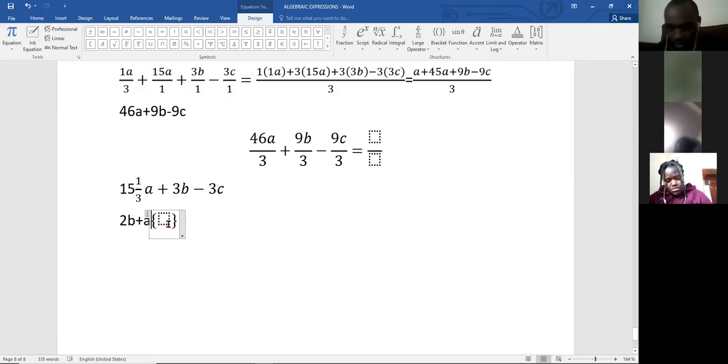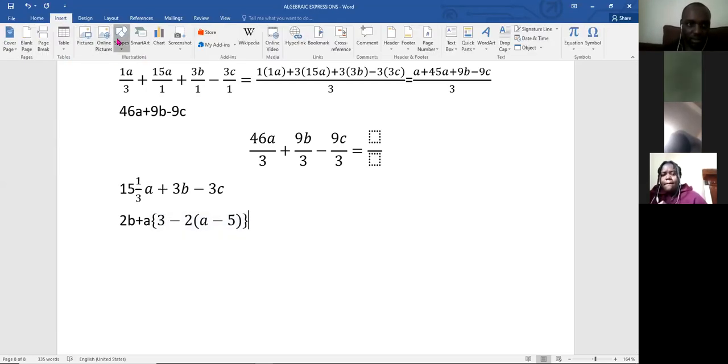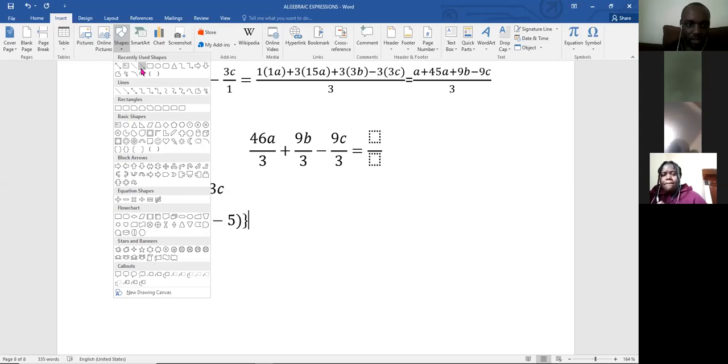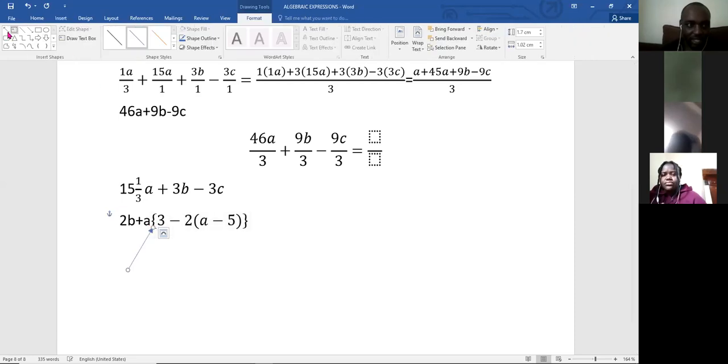So A is supposed to be 2A, yeah, this one. So 3 minus 2, you have an inner bracket, which is A minus 5. You need to understand clearly here, there are these brackets. You can see this bracket here, and this outer bracket here. You start by solving the outer bracket and then there is the inner bracket.